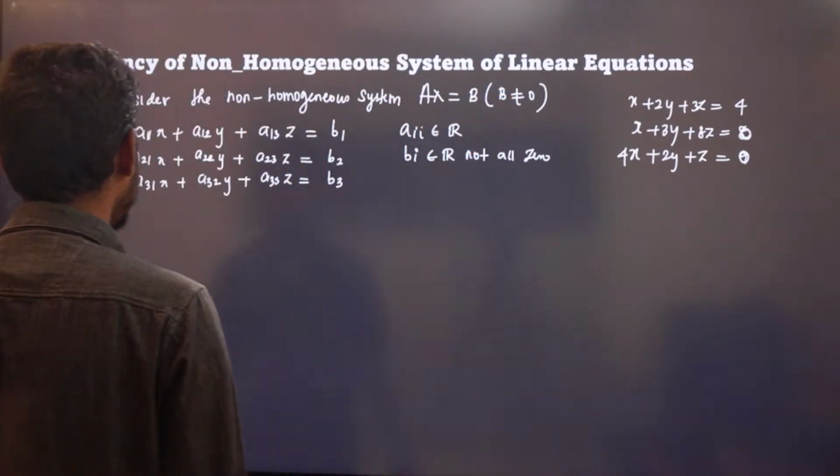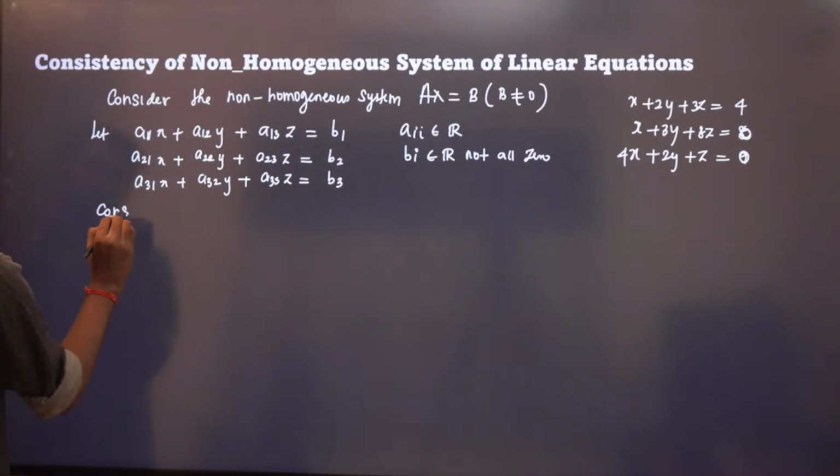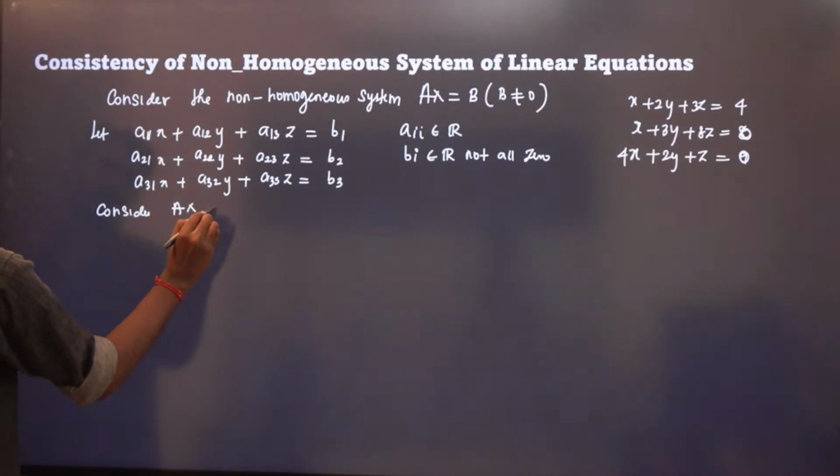So, how to solve the system of equations? So, consider Ax is equal to B.